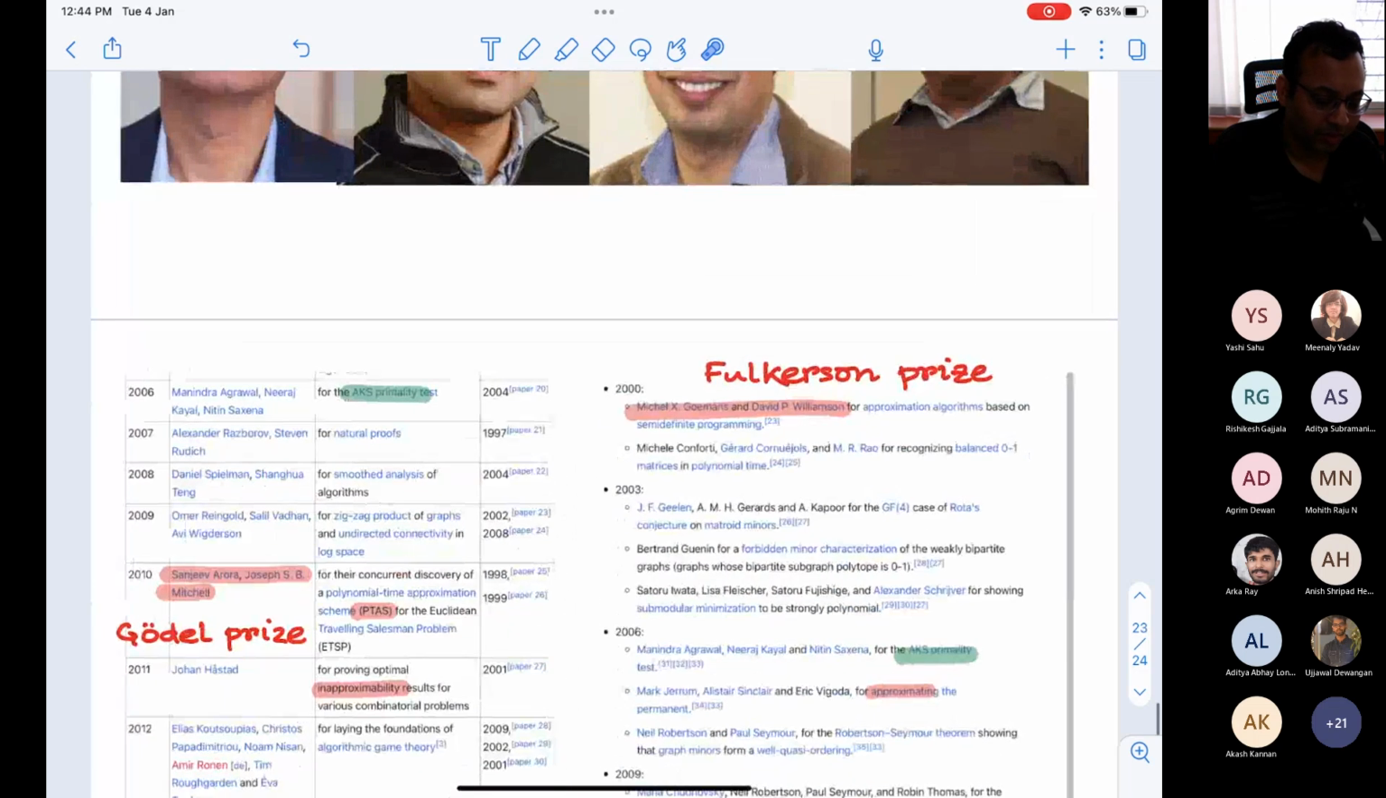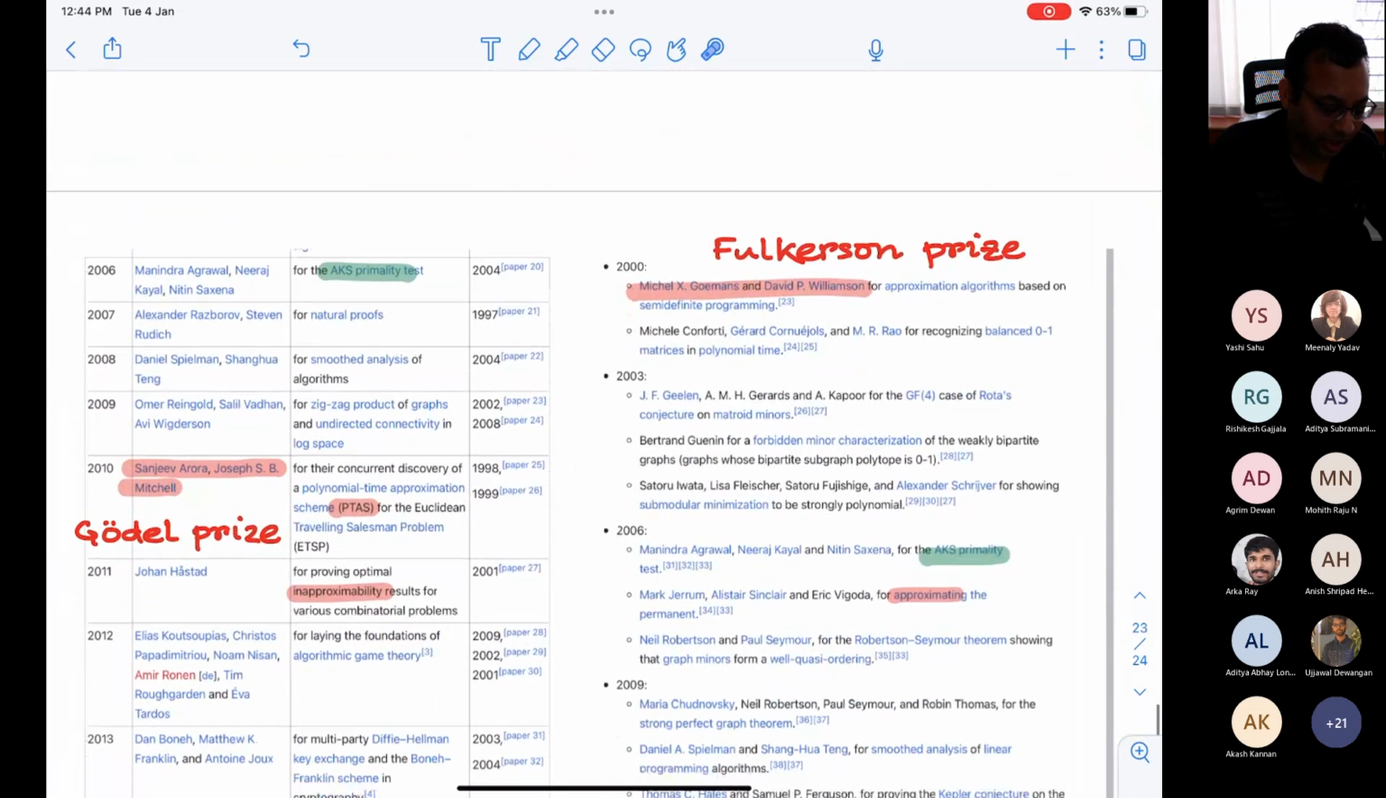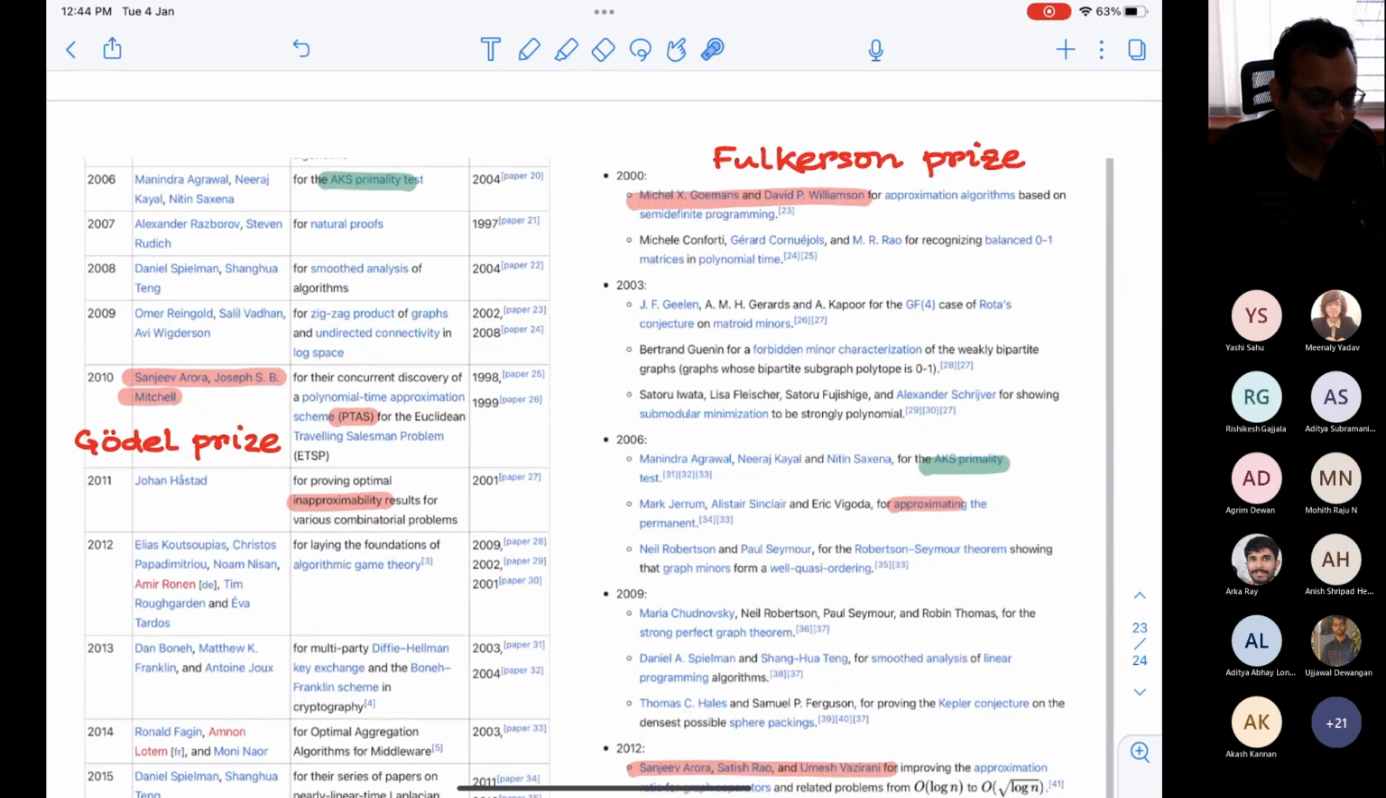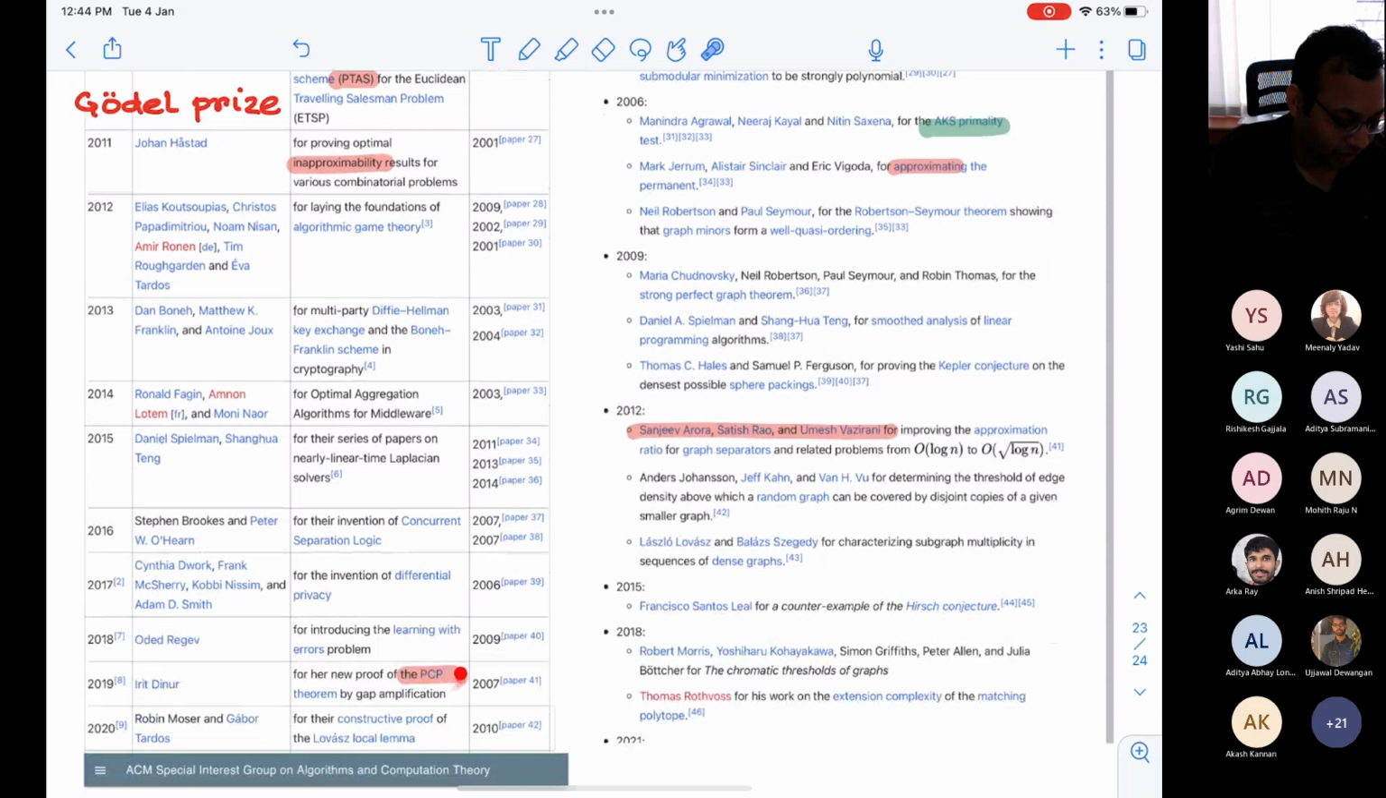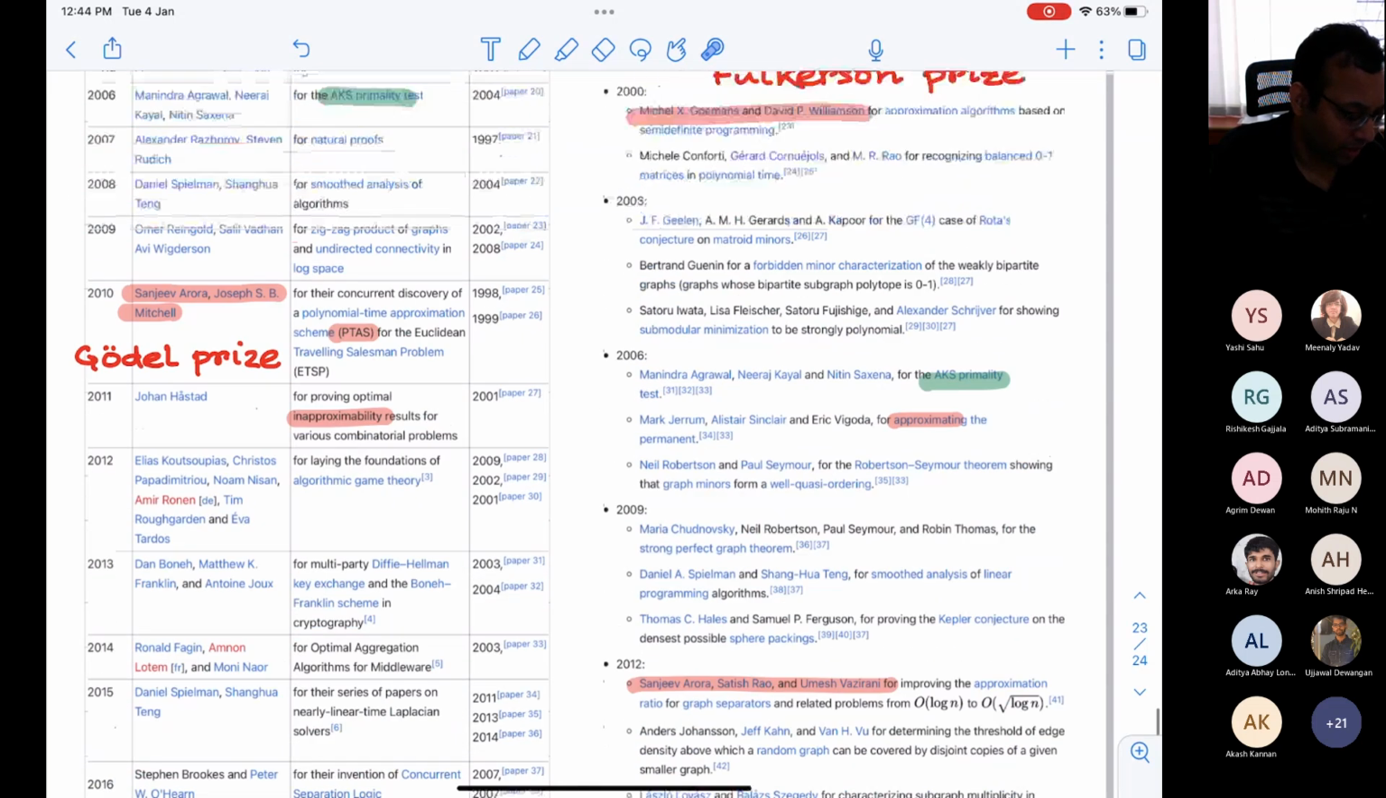If you look at the previous awards in CS and other areas, think of the Gödel Prize and the Fulkerson Prize, which are the top prizes in theoretical computer science and discrete math. For example, in India, we have the AKS primality test, which is not an approximation, but Agrawal, Kayal, Saxena got this prize, which was probably the biggest breakthrough from India. But if you look at the other awards, Sanjeev Arora and Mitchell got a prize for the PTAS for the Euclidean TSP problem, or Håstad got this prize for inapproximability of other problems, and so on. Irit Dinur got it for the PCP theorem, and other PCP people got it too, but it's not mentioned here.